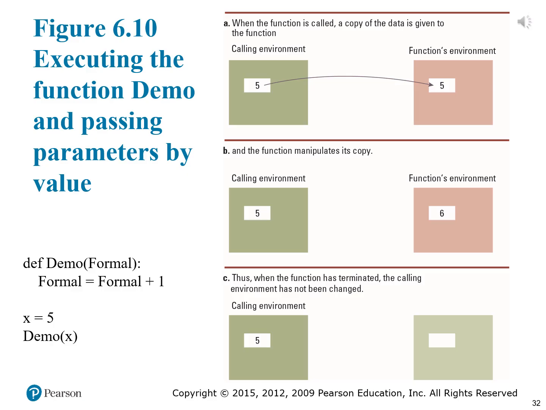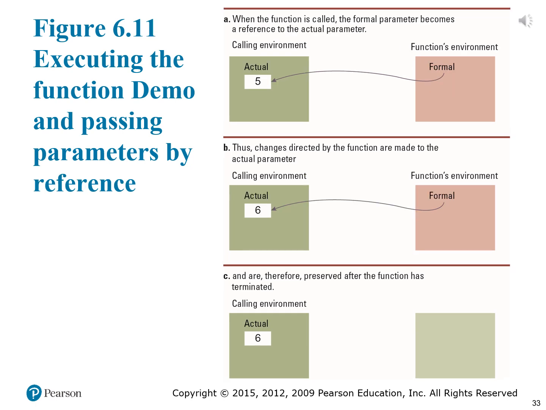If the parameters were passed by value, the change to formal in the function would not be reflected in the variable actual, as shown in this figure. If parameter passing is by value, the communication between caller and callee is one way, from caller to callee. If parameters are passed by reference, the value of actual would be incremented by 1, as shown in this figure. Two-way communication between caller and callee can be achieved by pass by reference.